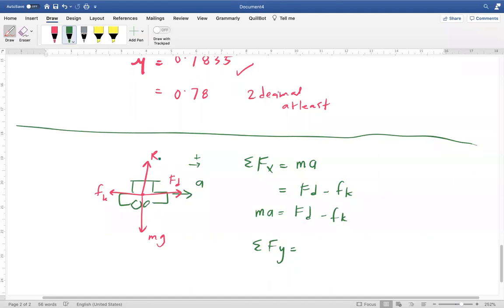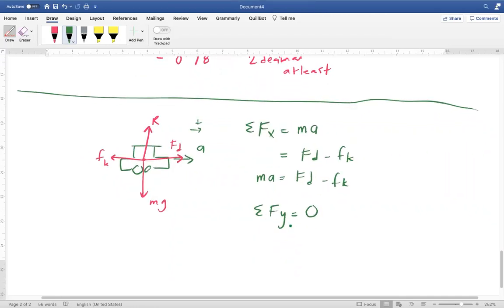Do I have acceleration in the Y direction? No, I'm not flying, unless my car is flying, but it's not. So in the Y direction, I am in equilibrium, which means that it is equal to 0. What is in my Y direction? In my free body diagram, I have positive R minus mg. So now my equation becomes 0 = R minus mg.